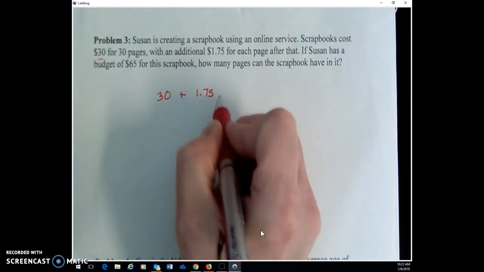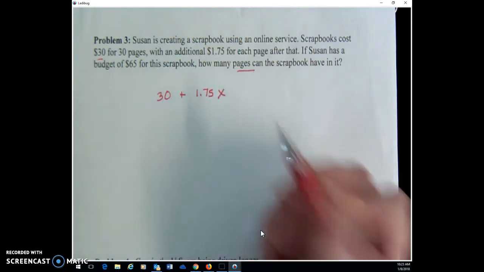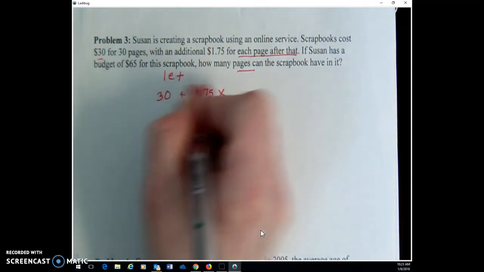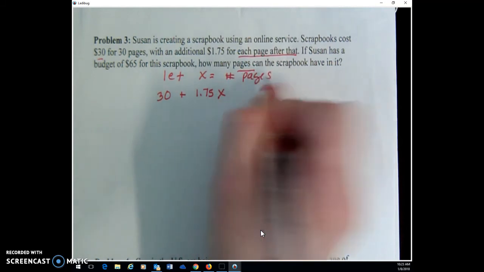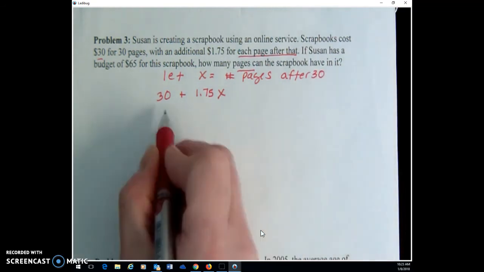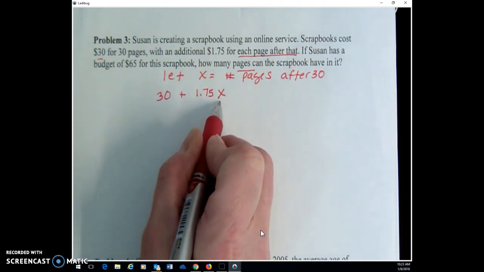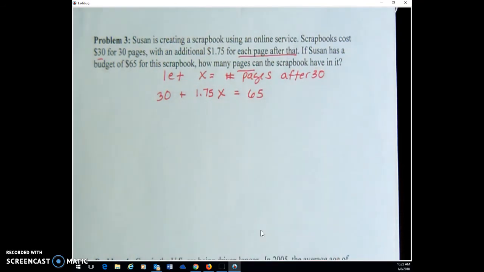$1.75 per page. And we are looking at the X being how many pages over and above the initial 30. So I should write that here: number of pages after 30. So you have your 30 that you start with plus the $1.75 times X equals $65, which is what she has to spend altogether.